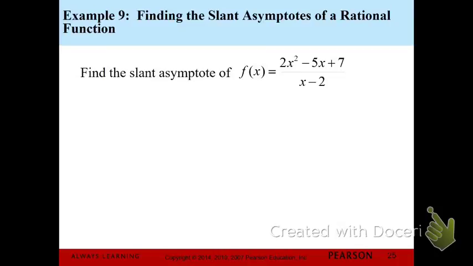All right, so we're going to find the slant asymptote of this rational function. How do we find the slant asymptote? Long division. So let's take what's on the bottom. Remember, make sure everything's accounted for and they're in descending order of the exponents. What's on top?